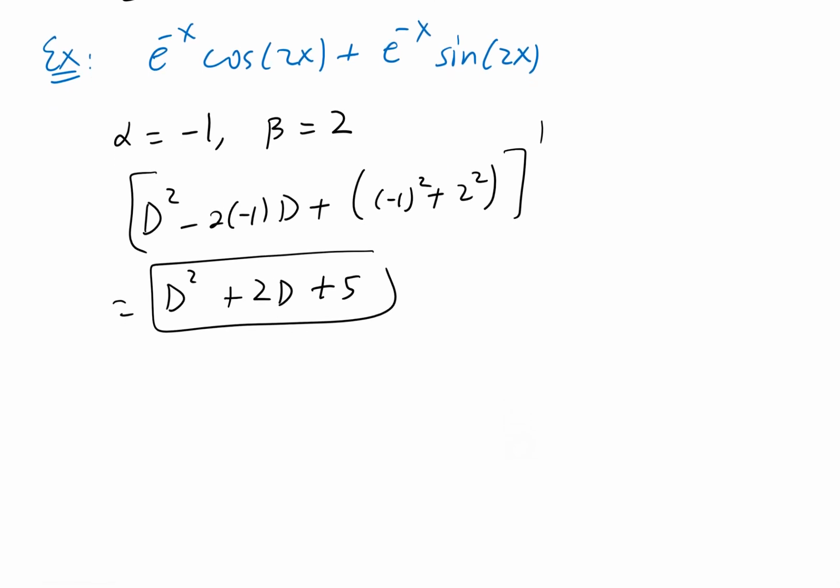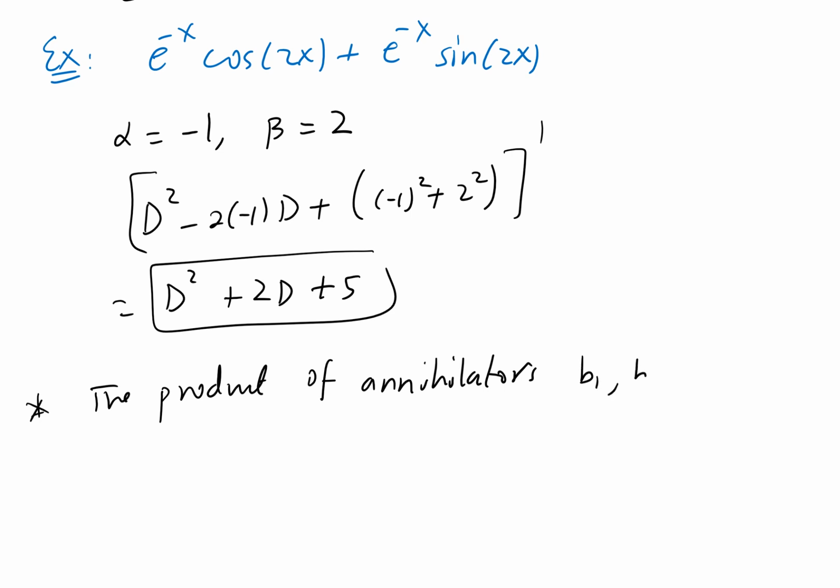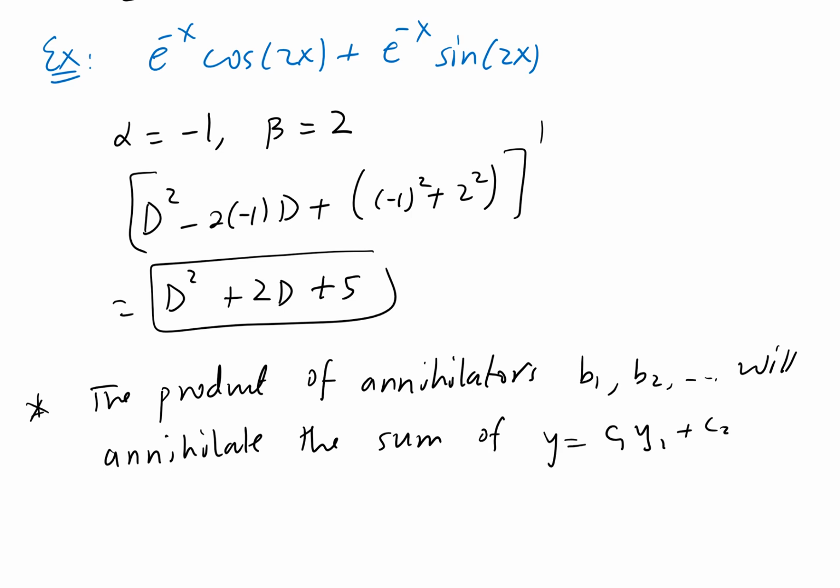Now, the product, as the last thing, the product of annihilators. So you have more than one, and their product, annihilators, let's say B1, B2, will annihilate the sum of, let's say, y equals C1 Y1 plus C2 Y2 plus so on. So each function or each combination of these functions has an annihilator. The product of these annihilators will annihilate the whole sum.